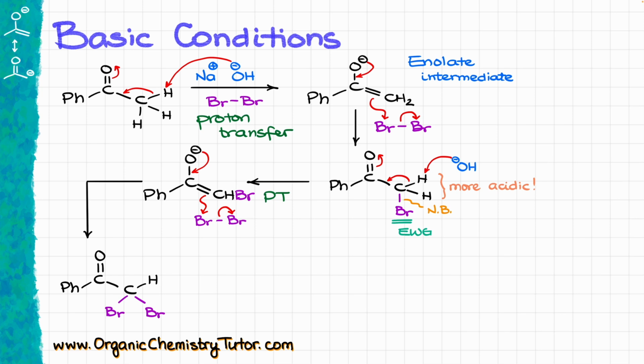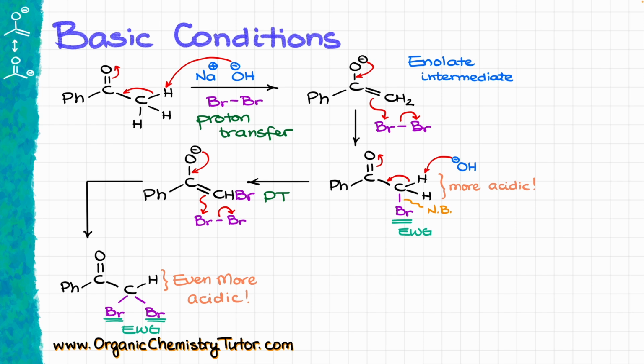But now guess what? Because we have two of those bromines, and both of those bromines are pulling electron density towards themselves. We have this bromine, we have that bromine, both of those are electron withdrawing groups. Well, that means that this proton that I have over here now is even more acidic than what we had in the previous case.